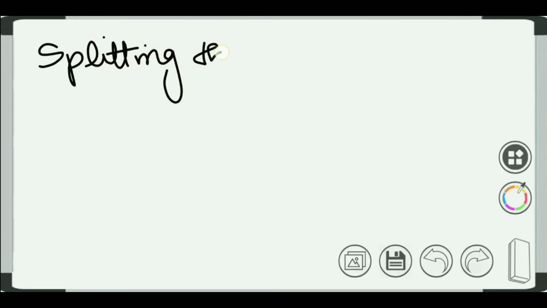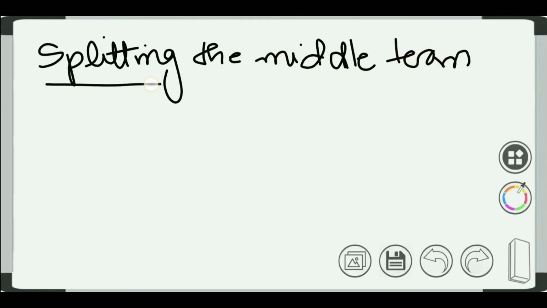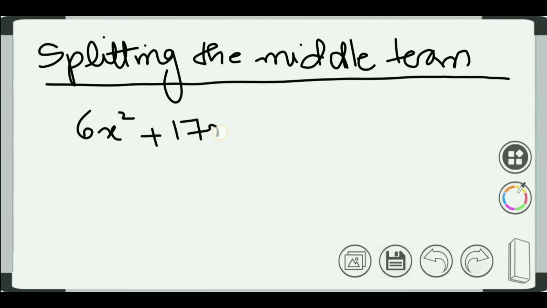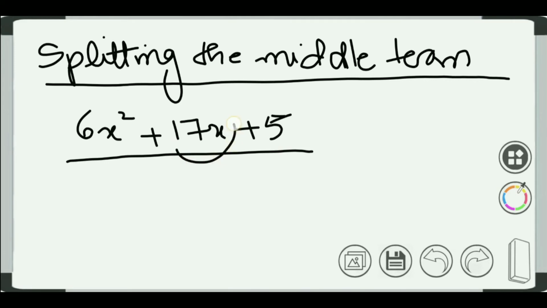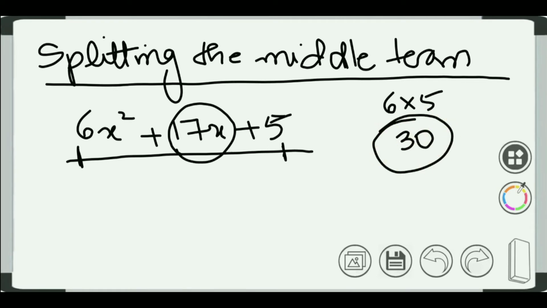Then we studied how to factorize a given polynomial by using the splitting the middle term method, right? If 6x square plus 17x plus 5 is a polynomial and you need to factorize it, what will you do? You will split the middle term into 2. How? First of all, you will multiply the first number and the last one, that is 6 into 5. 6 fives are 30. You will take the factors of 30 so that when you add them, you should get 17, right?